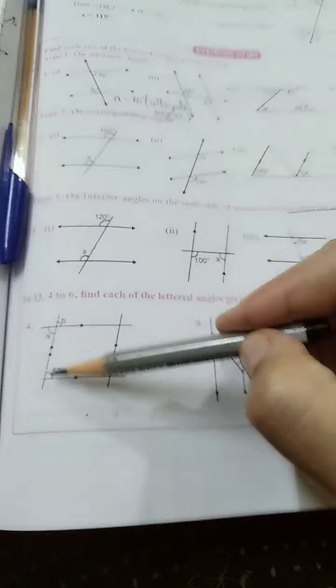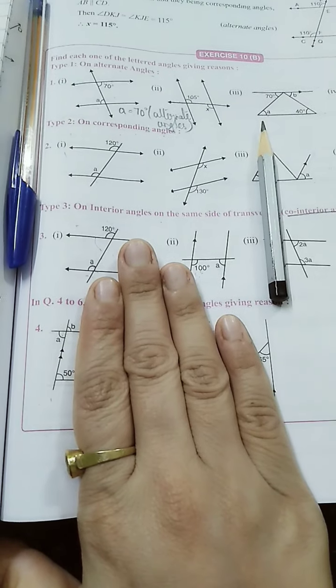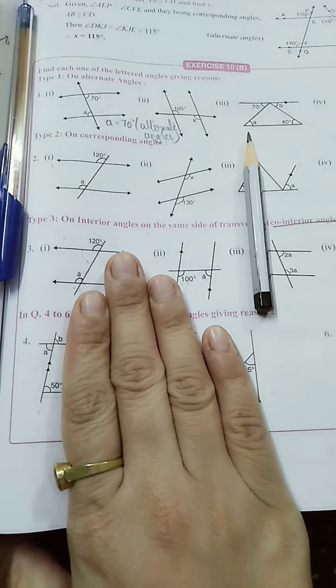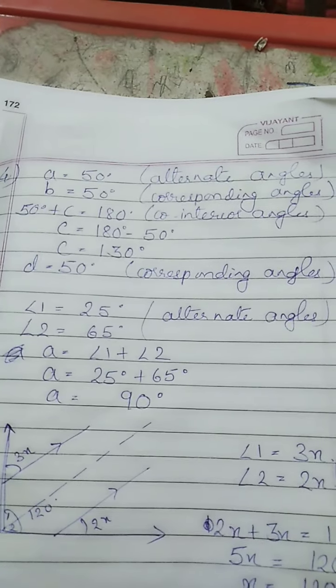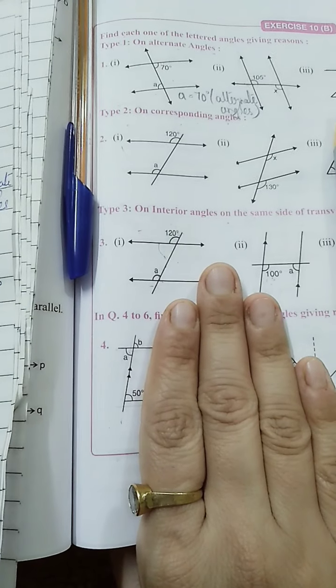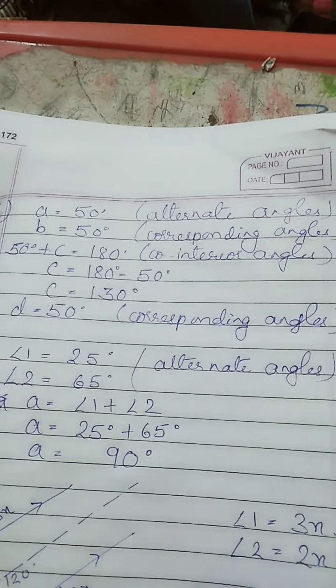What can you say about A and 50 if you see like this? A and 50 are alternate angles. So A is equal to 50. You can see the solution. A is equal to 50 because they are alternate angles. Now let us see B. Now B and 50 are corresponding angles. So B is also equal to 50, but the reason will change, that is they are corresponding angles.